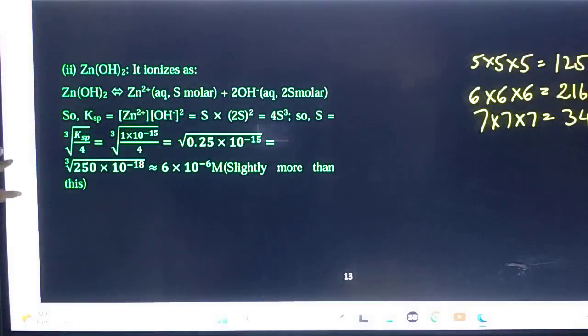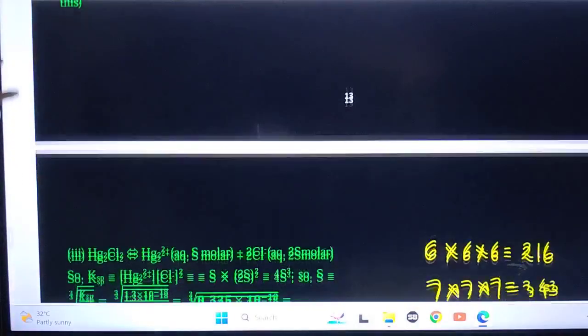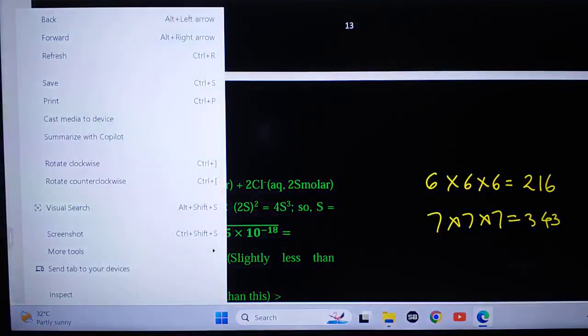So we got approximate values, not exact values. In problems we can do it like that only.